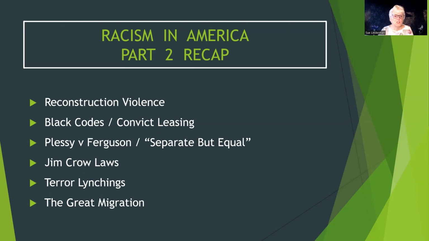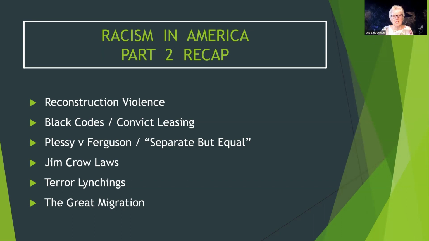And so conditions in the South, economic and cultural and terror, and opportunities in the North and West led to what is known as the Great Migration, where more than 6 million African Americans left the South and moved to the North and West, with huge demographic impacts across our country.